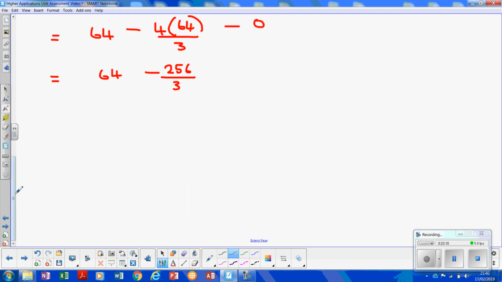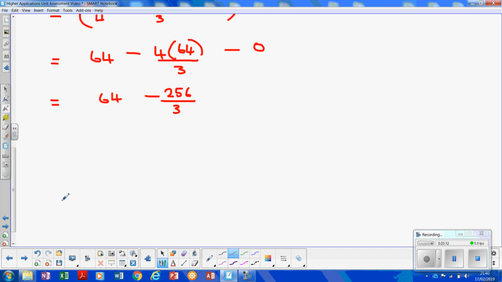Now, I want to change them all into same fractions. You can use your calculator. I don't have one here just now. So we'll do 3 times 64 and change that into thirds. 3 times 64, 3 4s are 12, 3 6s are 18 and 1's 19, so it's 192 thirds. And I want to take away 256 over 3. So you can see that that number's bigger. So we're going to get a negative value for our integral, which is perfectly correct.